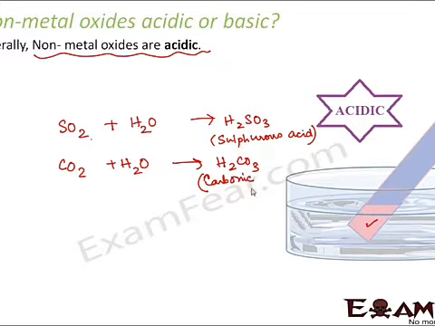So all the non-metal oxides are acidic in nature, whereas the metal oxides were basic in nature. If you want to try some other oxides, for example nitrogen oxide, when it combines with water it forms nitrous acid or nitric acid respectively. So that's how we can see that all the non-metal oxides are acidic. This is another difference between the behavior of metals and non-metals.